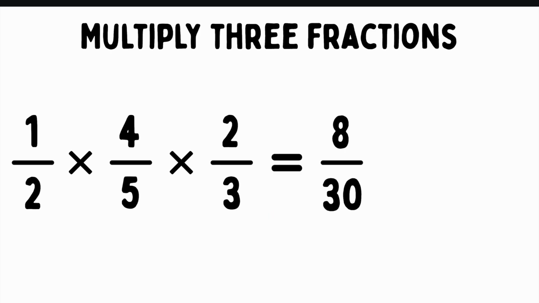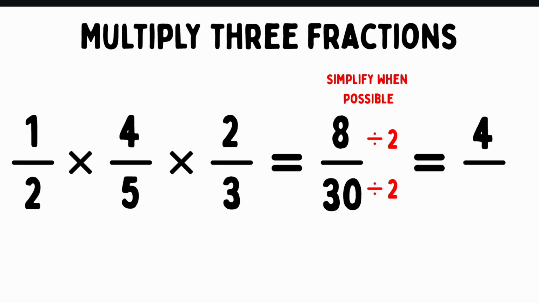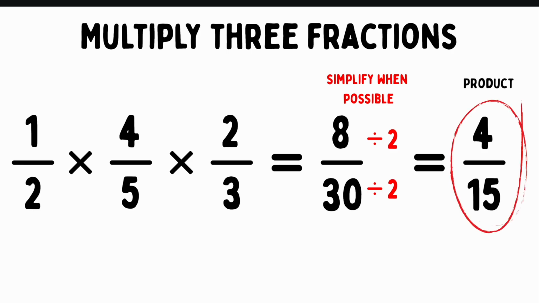8/30ths. I notice that we can simplify. We can divide the numerator by 2 and the denominator by 2. 8 divided by 2 is 4, and 30 divided by 2 is 15. The product is 4/15.